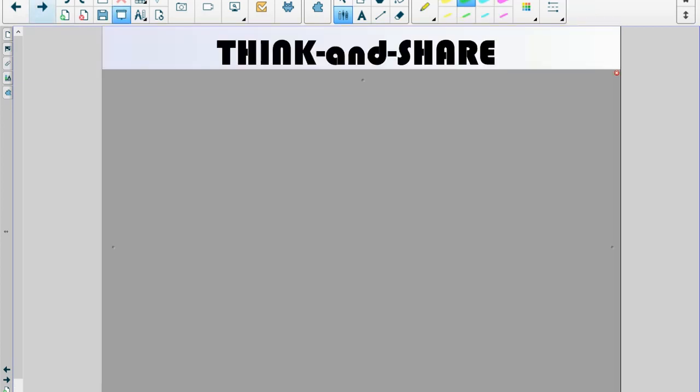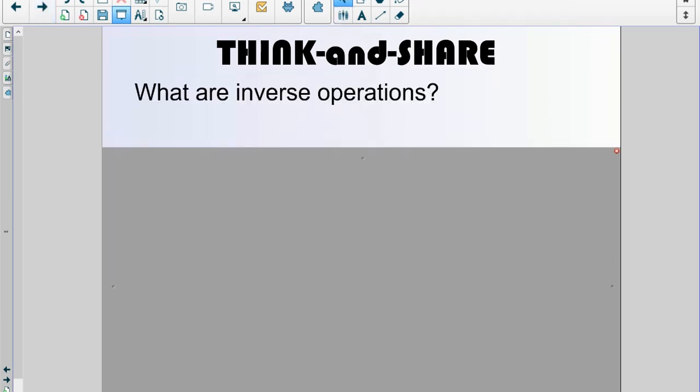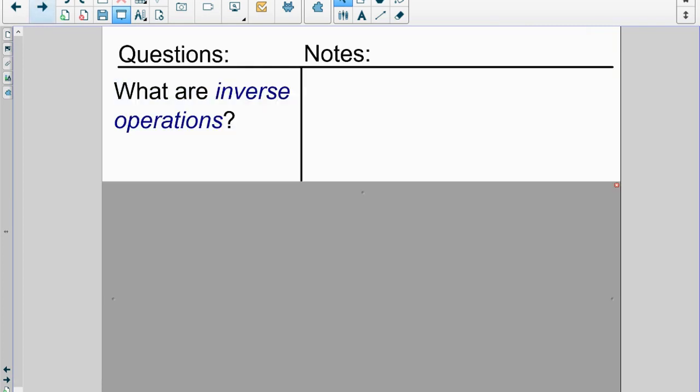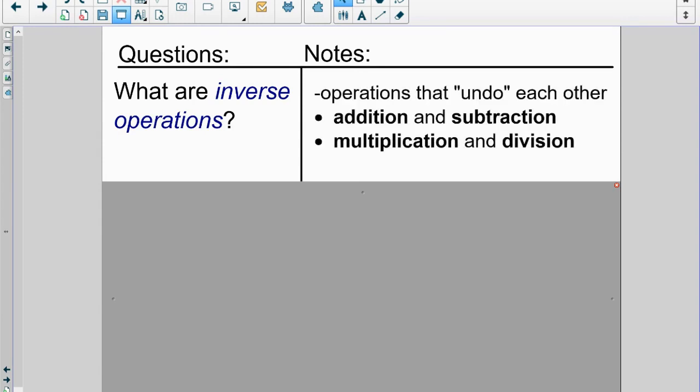To start with, I'd like to do a think and share. So on your own, if you're watching this video, I'd like you to think about inverse operations. What are inverse operations? So if you didn't get enough time, go ahead and pause before you listen to the next part. What are inverse operations? Well, inverses sometimes are called opposite operations.